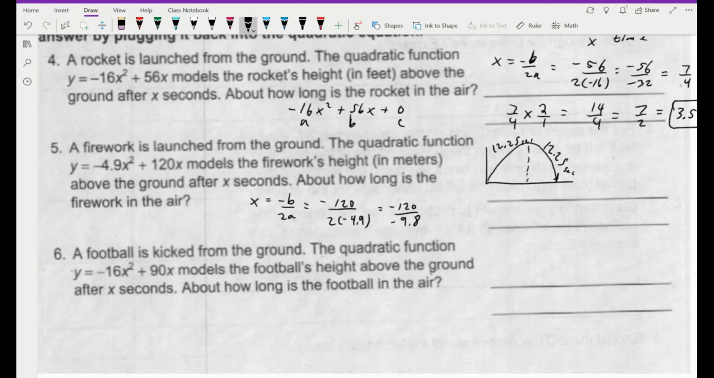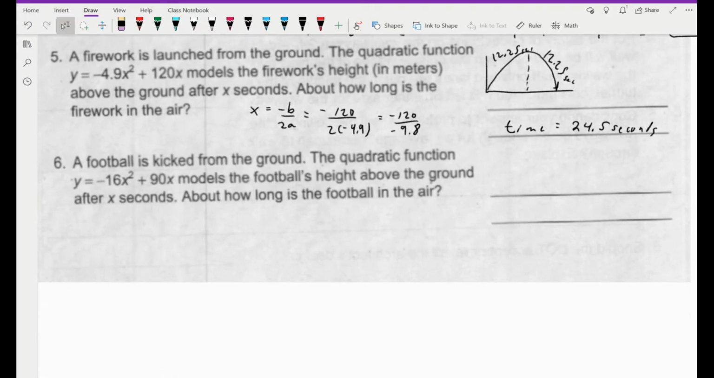So the total time will be those two times added together, which is 24.5 seconds in the air. Number 6.